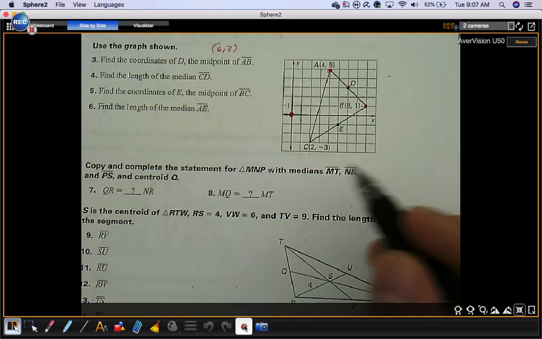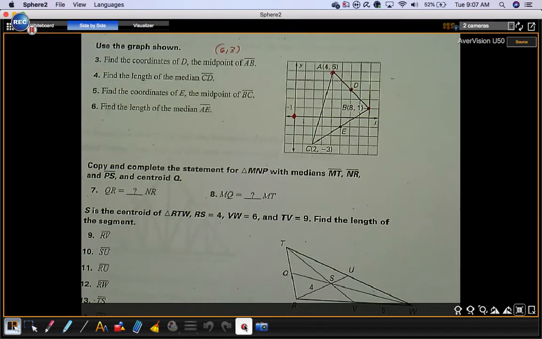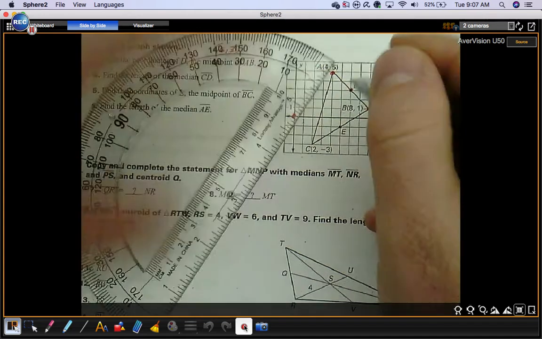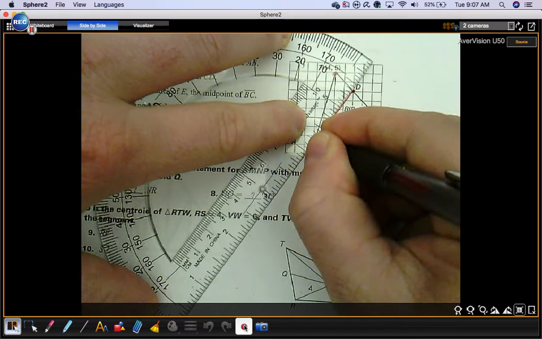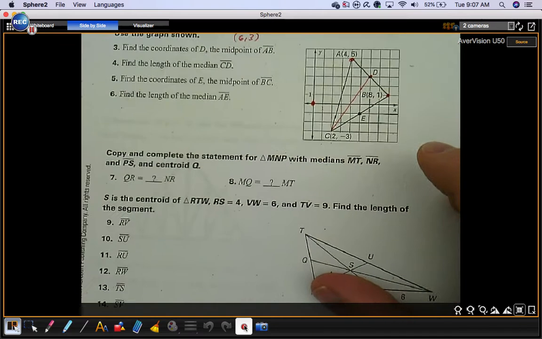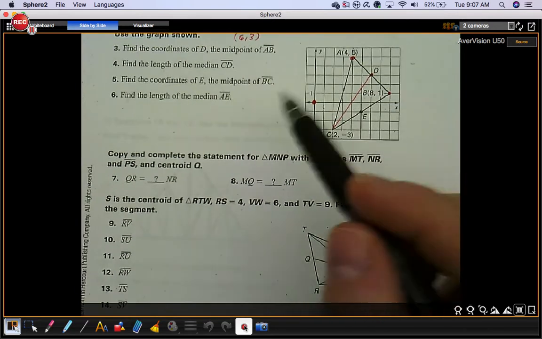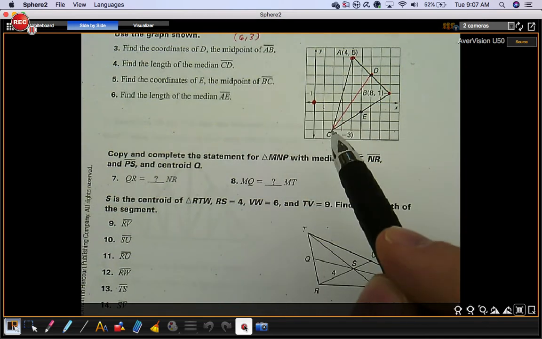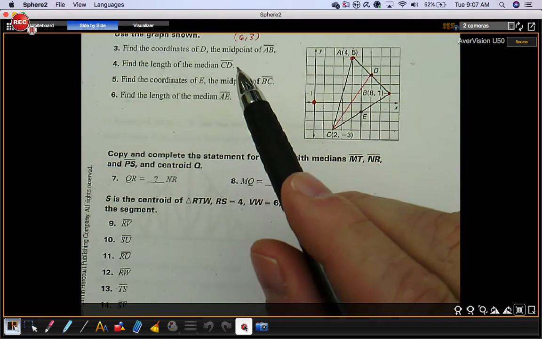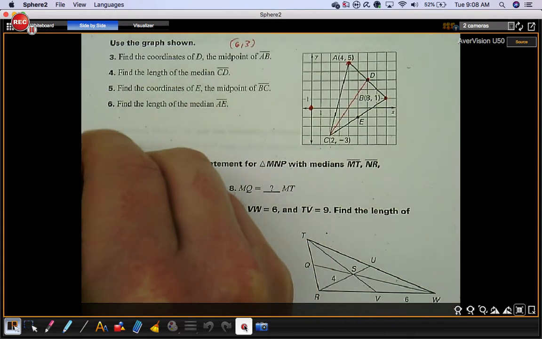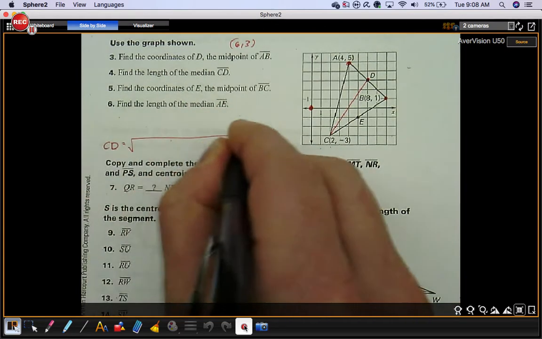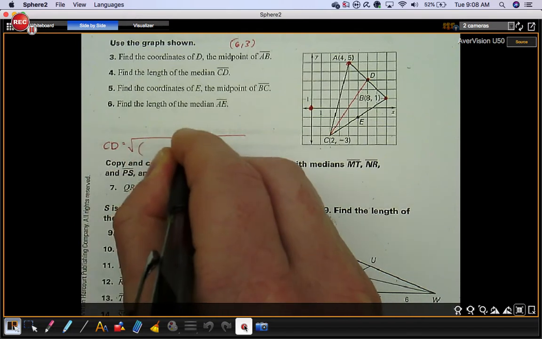Find the length of median CD. You don't have to do this. I'm just doing it to show you where the median is. How are you going to find the length of that median? Well, you know where D lives and you know where C lives. If you want a distance, C to D, I'll put it down here. C to D, you're going to use the distance formula.